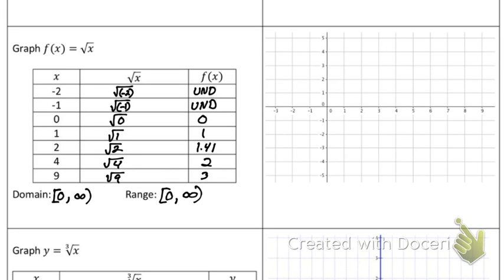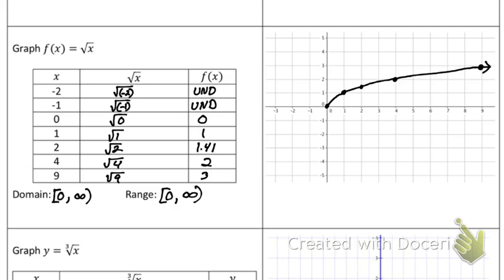So let's plot our points. Our first one is 0, 0. Our next one is 1, 1. Then we have 2, 1.41. We're going to have 4, 2. And finally, we have 9, 3.